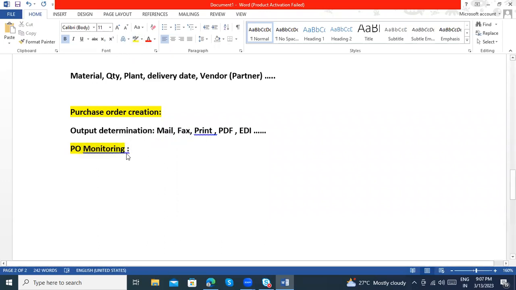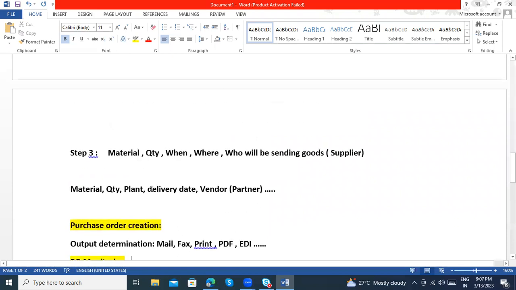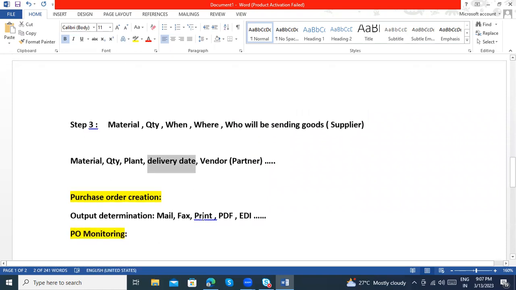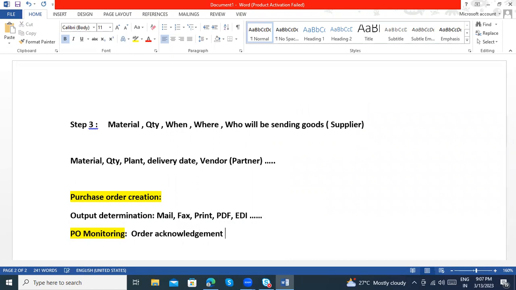Once you're sending this information to the vendor, you just follow up with the vendor. Did you get an order acknowledgement or not? Because for on-time delivery we need to follow up. If we don't get it on time, maybe my customer deliveries are impacted. So we are trying to see whether we got an order acknowledgement and the confirmation from the vendor or not.